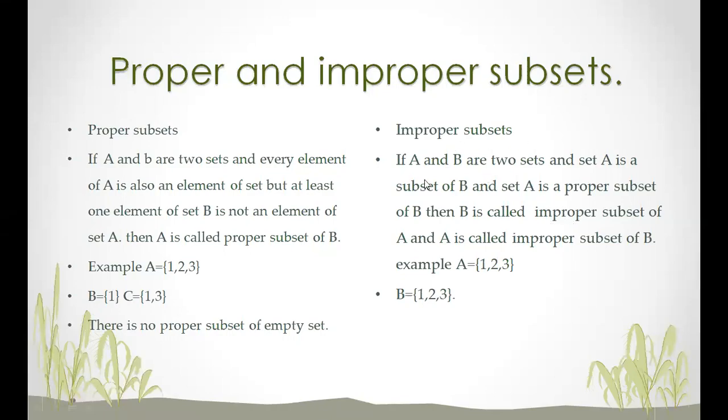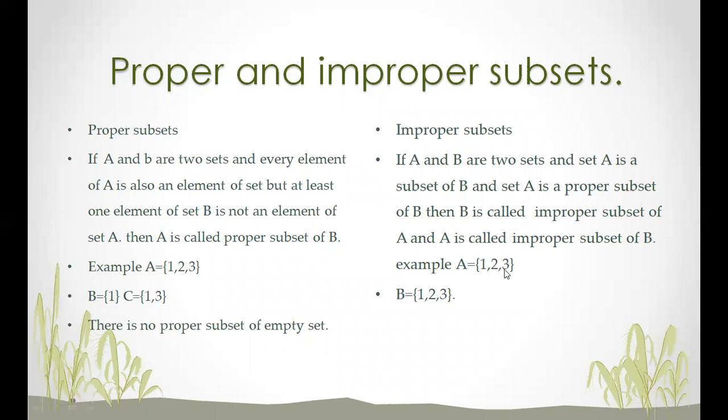Now improper subsets. If A and B are 2 sets and set A is a subset of B, and B is not a proper subset, then it is improper. For example, {1, 2, 3} belongs to this one, and {1, 2, 3} belongs to this. Then they have an equal number of elements and no element is left of A in B. So that's why B is the improper subset of A.